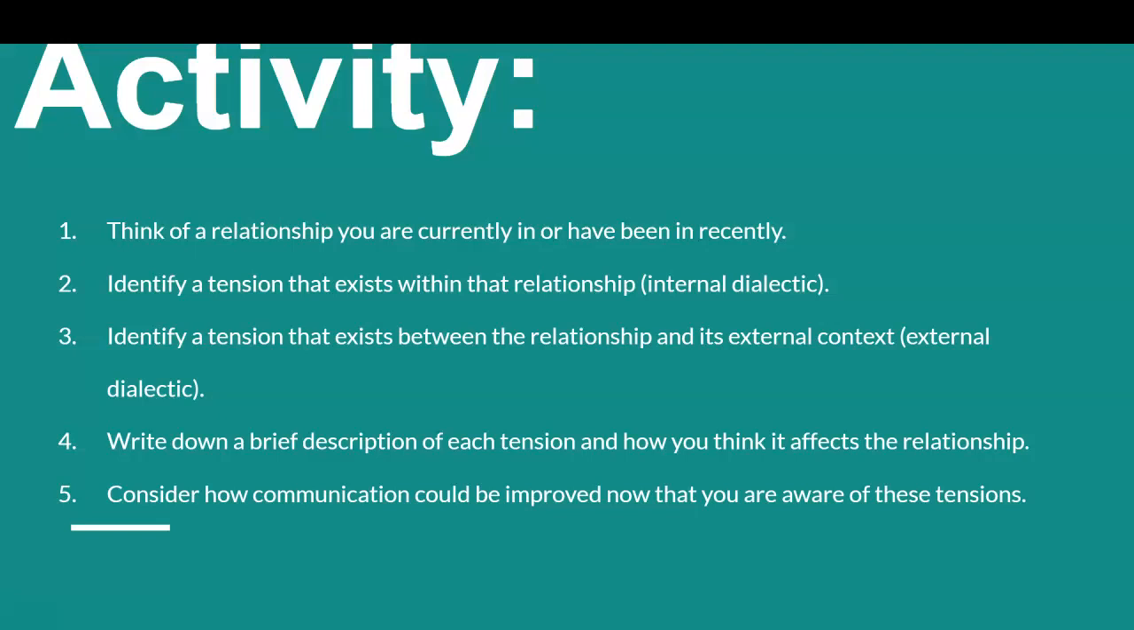After you've identified these things, write down a brief description of each of the tensions and how you think it has affected the relationship or how it is affecting the relationship. And then consider how communication could be improved now that you're aware of these tensions. Sometimes when you bring these things to light, you suddenly see places where the communication can be improved now that you know what the tension is underlying.